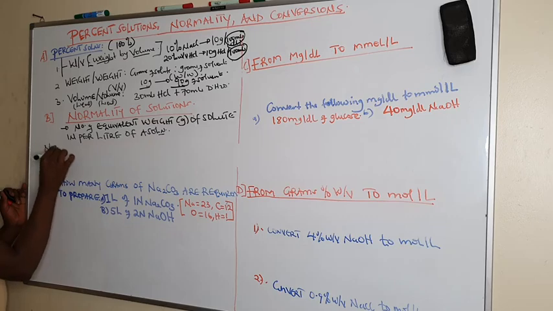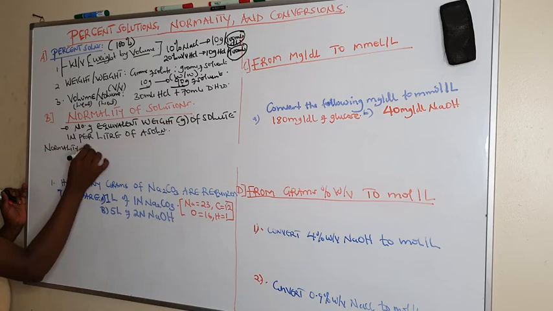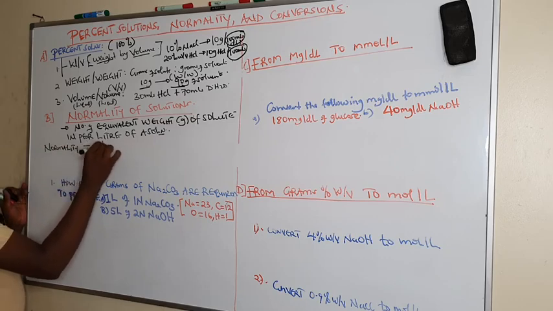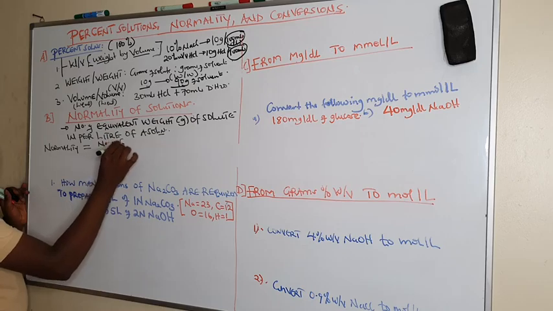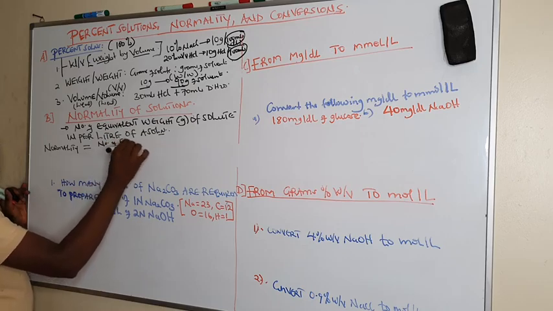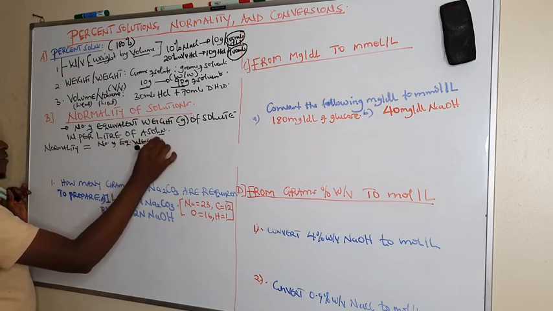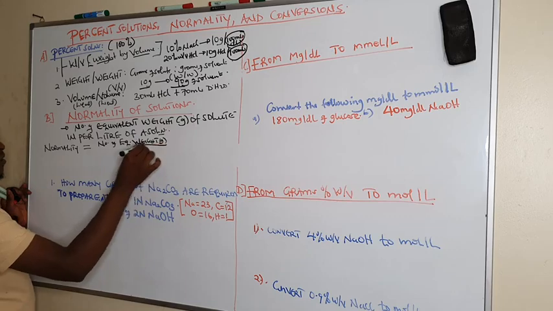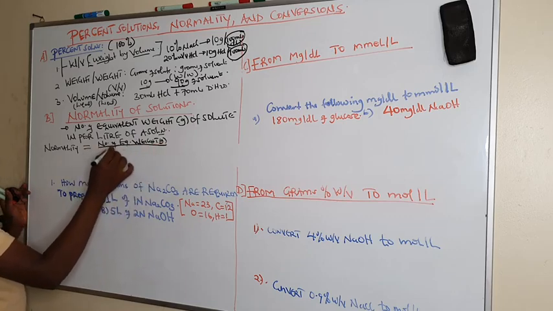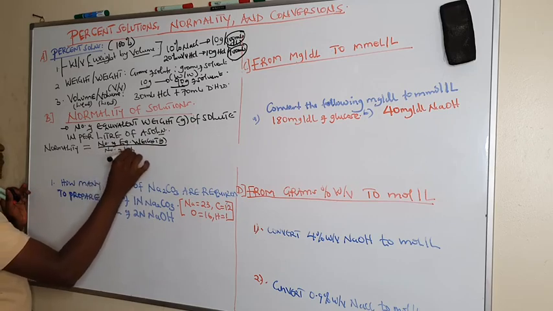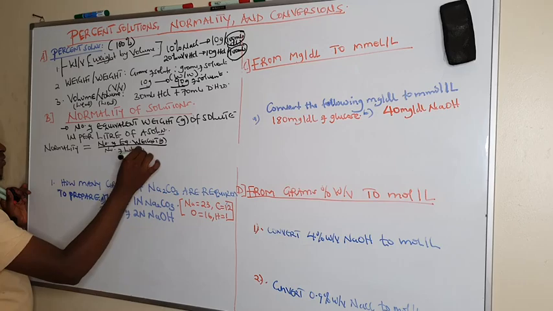Normality by formula, you can get it by saying normality is equal to number of equivalent weight in grams, then you divide by number of liters in a solution.